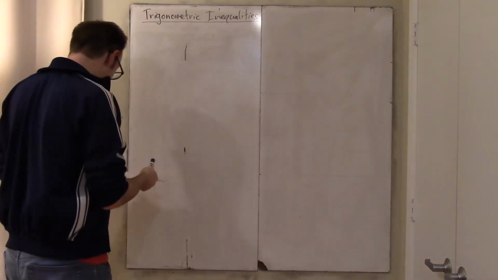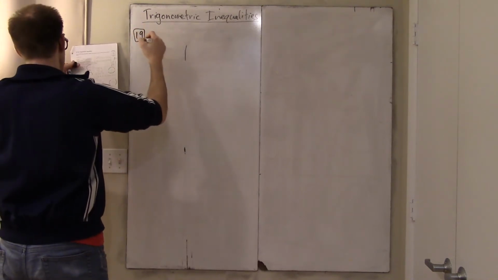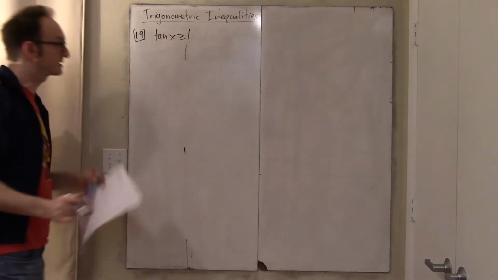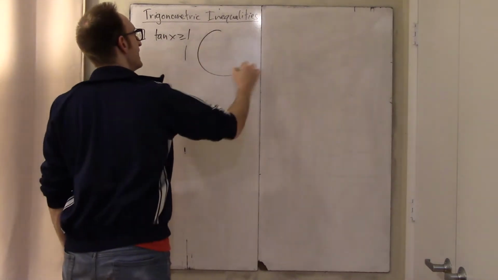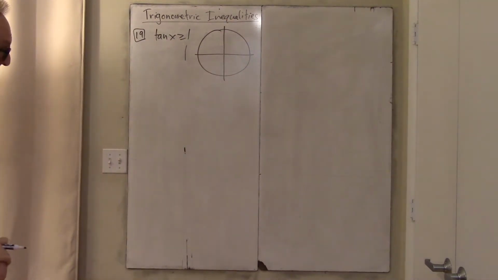Okay, good. So we pick up where we left off. Number 19 says tan x is greater than or equal to 1. Okay, I'll do this kind of fast because I did do this in my class. And this was sort of the last thing we were doing at the very end on Thursday and Friday. When is tan x greater than or equal to 1?